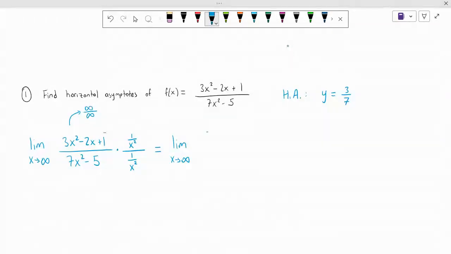So if we distribute the 1/x squared to every term in both numerator and denominator, we're going to end up with something like this, which looks pretty messy, but it is going to simplify really nicely.